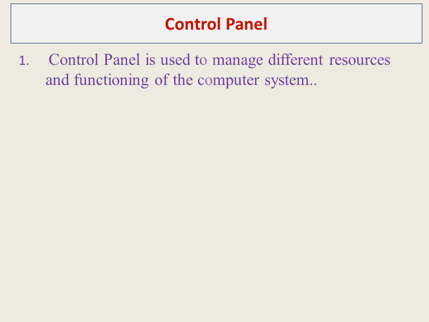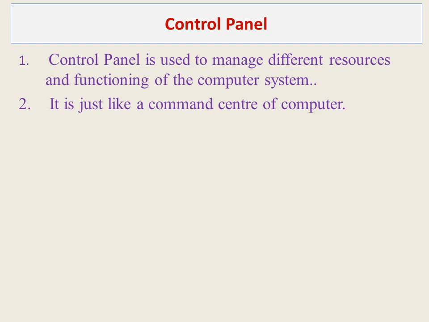Today we will start the next important heading, that is Control Panel. Control Panel is used to manage different resources and the functioning of the computer system. As we know, the brain of the computer is the CPU, but the overall functioning of the computer is defined by the Control Panel. It is just like a command center of the computer. You can easily control different devices attached to the computer.